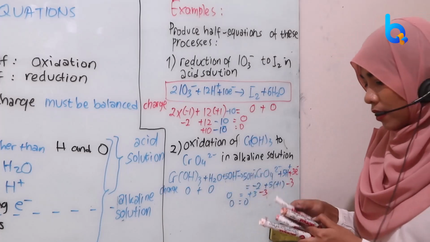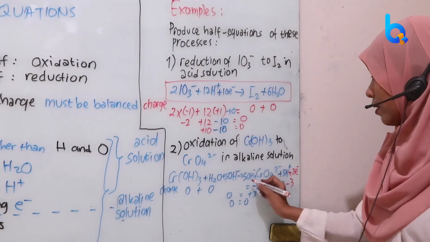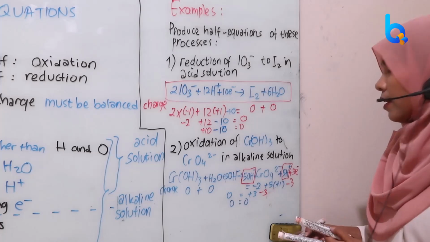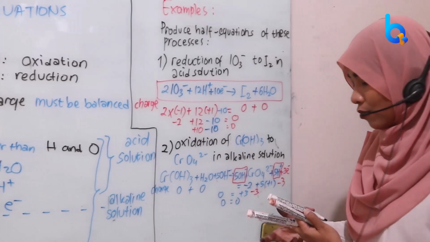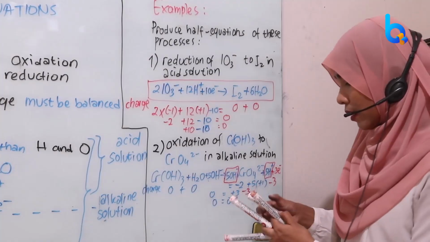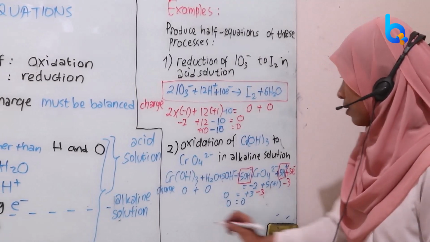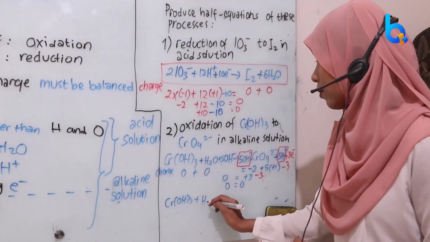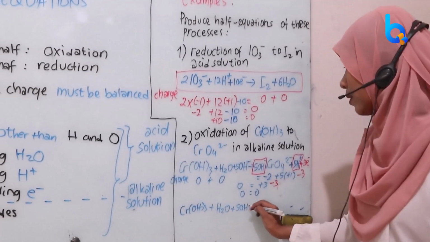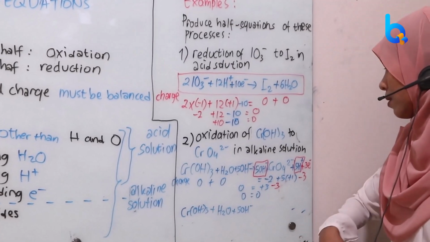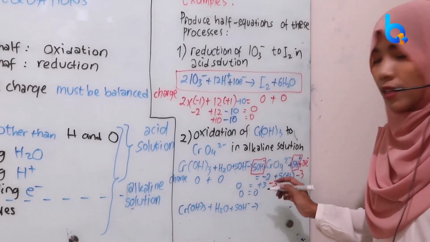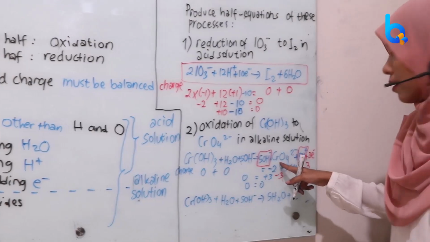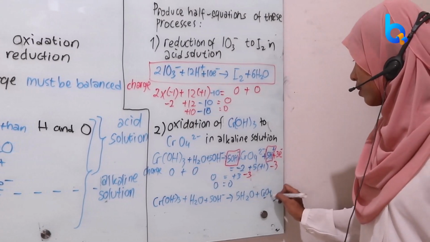Okay, and then if you see this carefully, the OH minus and the H plus can be combined into H2O. So we can rewrite the equation here: CrOH3 plus H2O plus 5OH minus. We combine the OH minus and H plus, so it will be H2O, and then write the rest of the species.